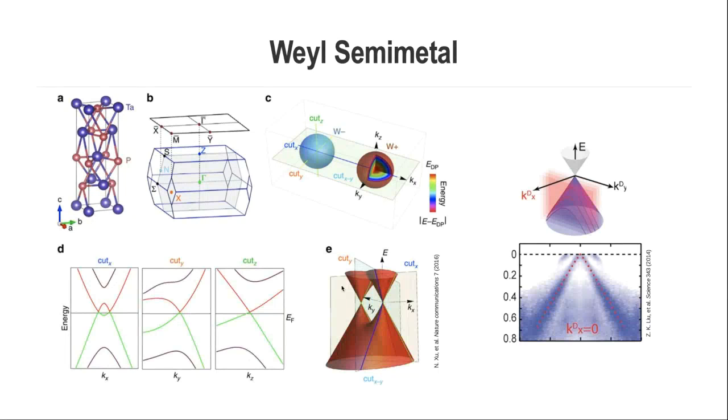If they are separated in momentum space, they are called Weyl semimetals. If they are not separated in momentum space, they are called Dirac semimetals. So that's the distinguishing feature between Dirac and Weyl materials. So these are just various diagrams showing the same thing. This is the cross section of this diagram.